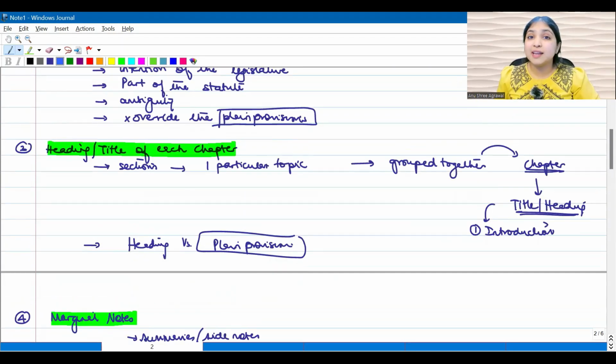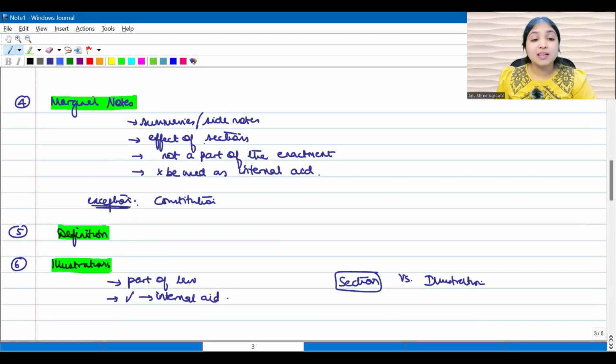Then after that, we learned about heading and title of the chapter. Just like how preamble gives us an introduction for the entire law, similarly, the heading or the title of the chapter gives us an introduction for all the sections arranged in that particular chapter. All the sections which belong to one particular topic are arranged under one single chapter, and the chapter is given a heading. That heading tells us what these sections are all about. So we can use the heading to interpret the sections in that particular chapter. But can we use the heading of one chapter to interpret a section belonging to another chapter? No.